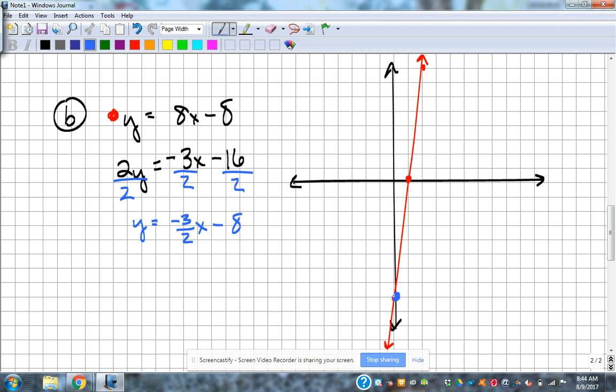-8. Oh, it's the same y-intercept. That's great. We already know where they're crossing, right? Right there, because they're going to cross how many places? One, because they're straight lines that have different slopes. And I'm going to go ahead and draw that graph, down 3 over 2, up 3, left 2. But I know that they're crossing at that ordered pair. That is the y-intercept right there. That answer would be 0, -8. That's the solution to that.